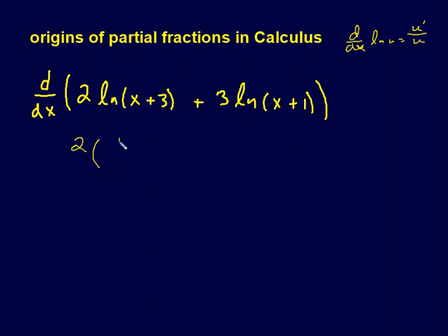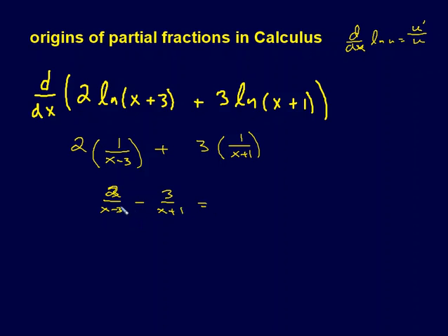2 times 1 over x plus 3, because in this case, your u is x plus 3, and u prime is 1. And this one is 3 times 1 over x plus 1, because in this one you can think of u as x plus 1, and its derivative is 1. So if I wrote it now as just 2 over x plus 3, and then 3 over x plus 1, most of the time that is how we would leave the answer.